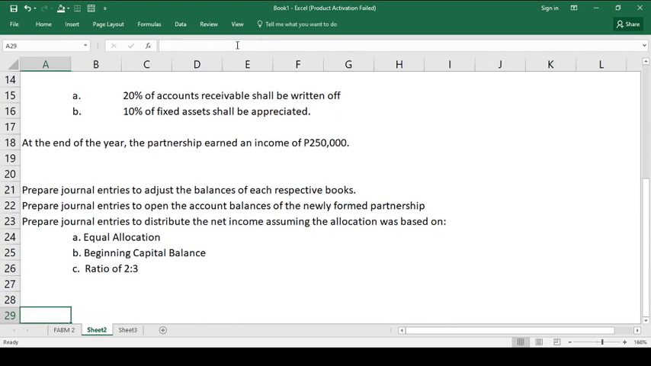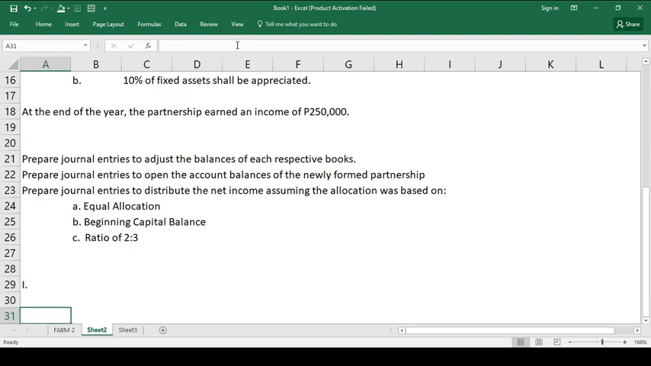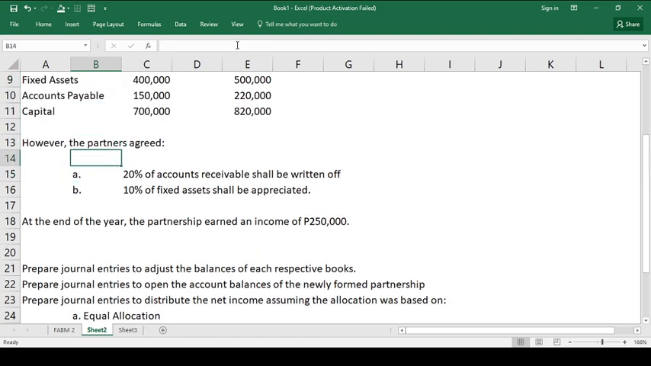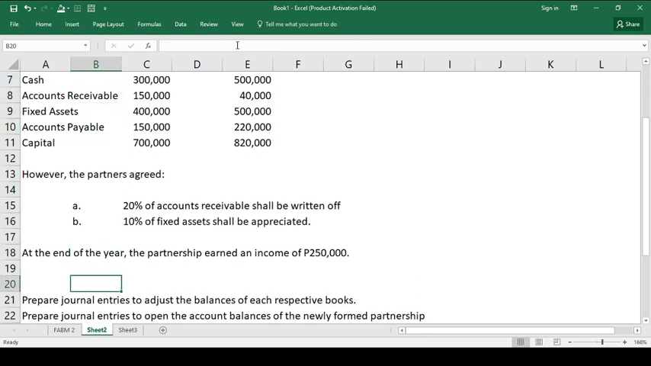The first requirement says to prepare journal entries to adjust the balances of each respective book. This often happens, that before the formation of the partnership, partners agree to adjust their accounts before opening the balances of the newly formed partnership. In this case, there are only two adjustments, since these are the only things they agreed on. This is very simple. All you need to do is adjust.